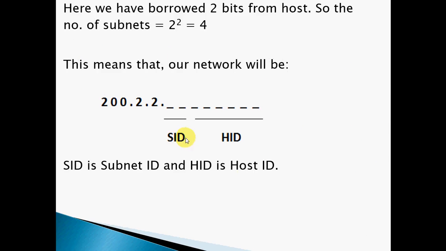As I explained, I have borrowed 2 bits from the host, so the number of subnets will be 2 raised to 2, that is 4. It means if we borrow n bits from the host, then the number of subnets formed will be 2 raised to n.